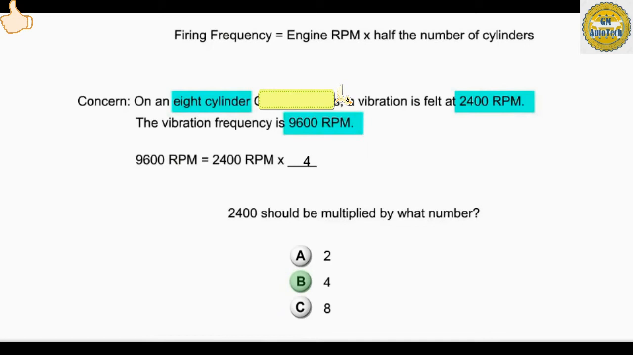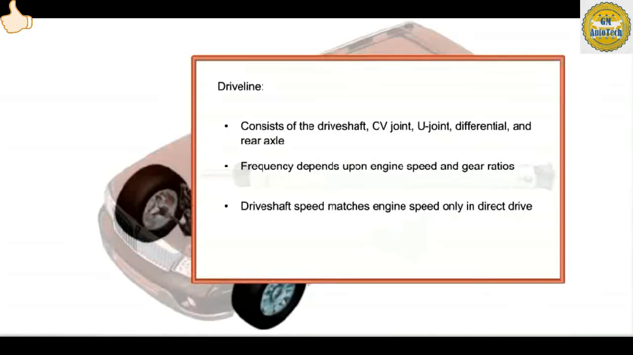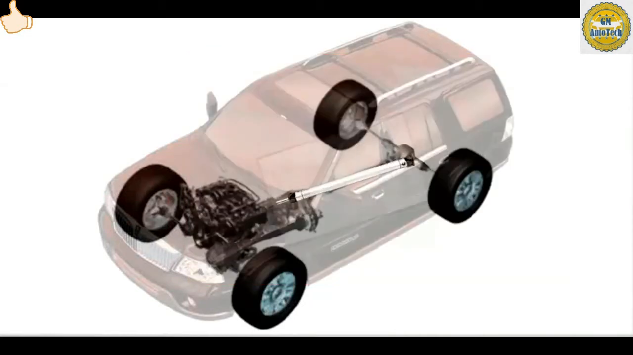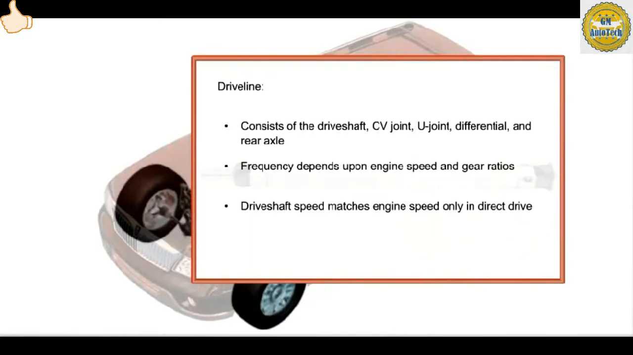The fix to this vibration may be a worn or damaged engine mount that is not functioning properly, since it's failing to prevent this engine vibration from reaching the passenger compartment. The driveline is the system that transfers all the rotational torque from the engine and transmission to the wheels and tires. It consists of the drive shaft, CV joint, U-joint, differential, and rear axle.